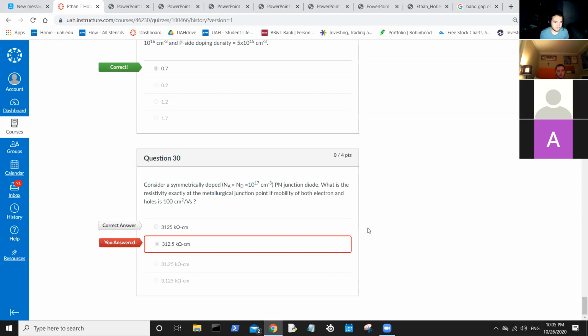Yeah, I guess where I messed up was I wasn't using Ni. I was using those doping values. Yeah. But you have those there just to trick you, I guess. Yeah, well, same issue for me.